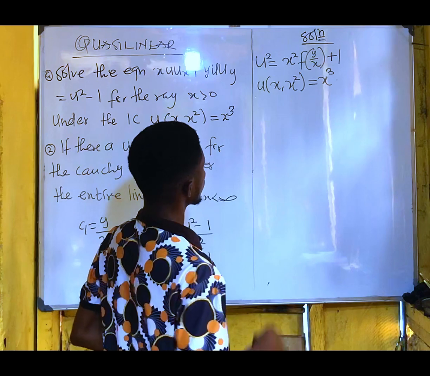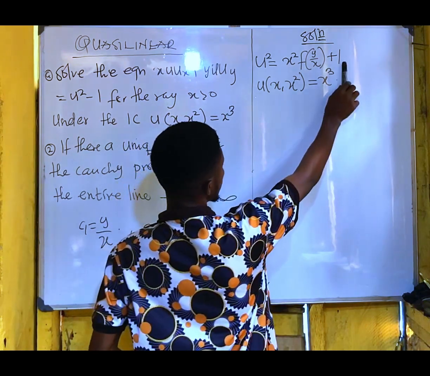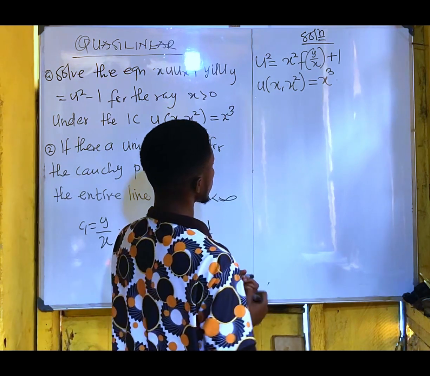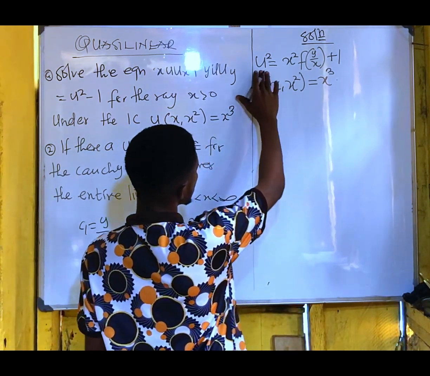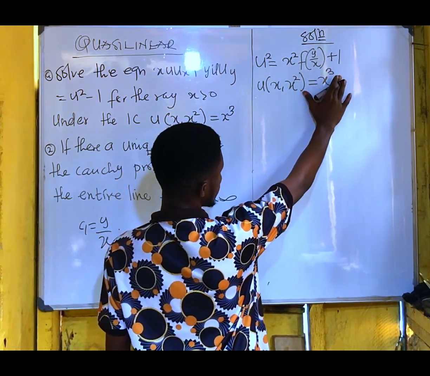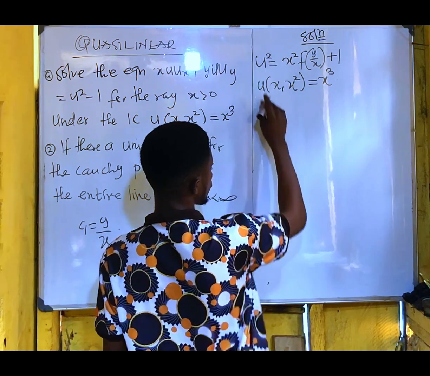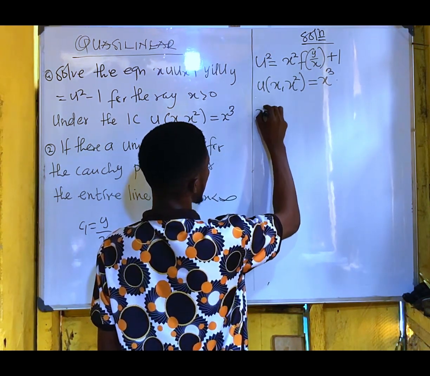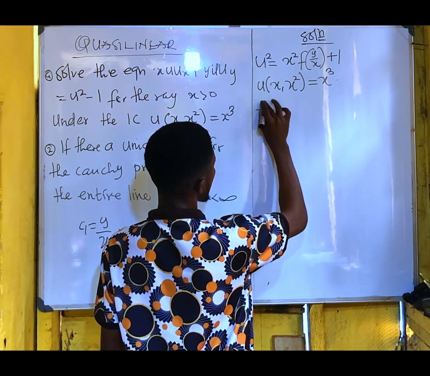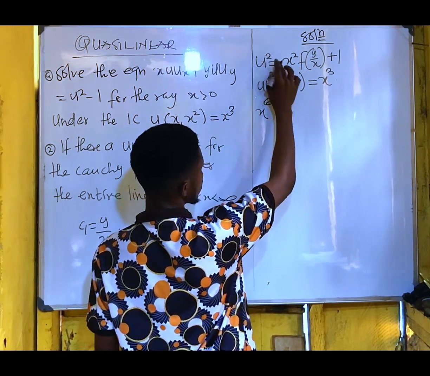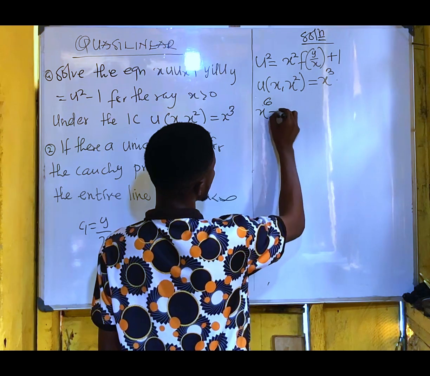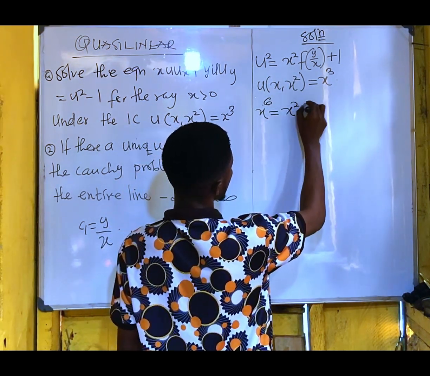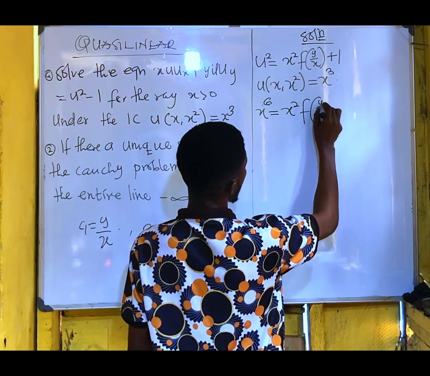Okay, so if you look at this one, this is our condition, and this is the general solution that we have. So you need to find the particular solution. The meaning of this is that wherever you see u is x cubed, but this is u to the power 2. So if I put x cubed here, that will be x to the power 3, so I have x to the power 6, because 2 times 3 will be 6, equals x squared f at y.